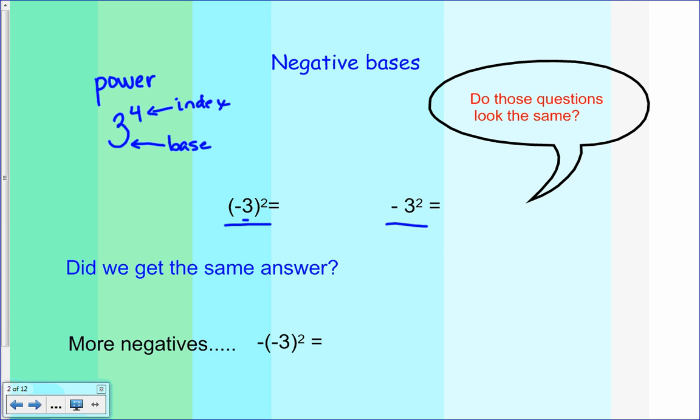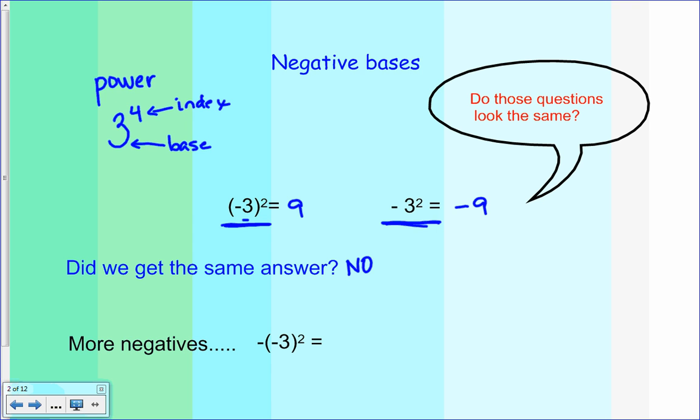Now, most students will say they do look the same. But actually, if you check these with a calculator, you will get a different answer. What I would encourage you to do is to take out your TI-84s for a moment and plug this first one into the calculator. Make sure you are using brackets when you do that, and this one right here as well, and see what you get. With this one, you get 9, and with the second one, you get -9. So we don't get the same answer.